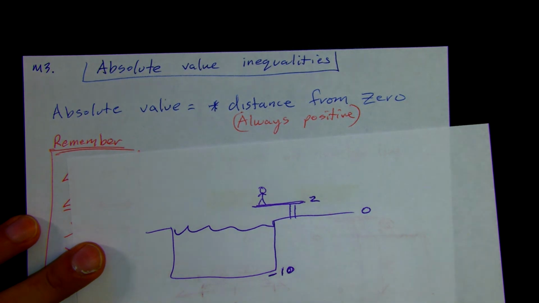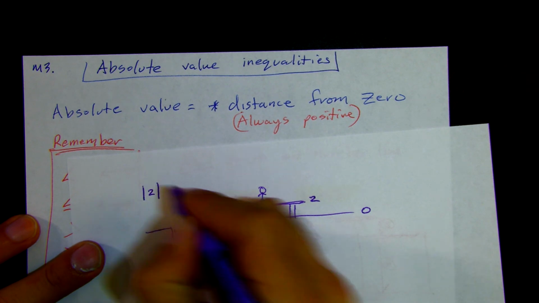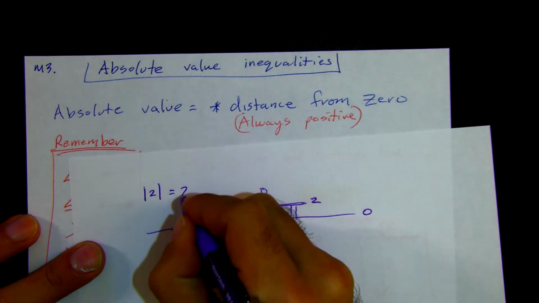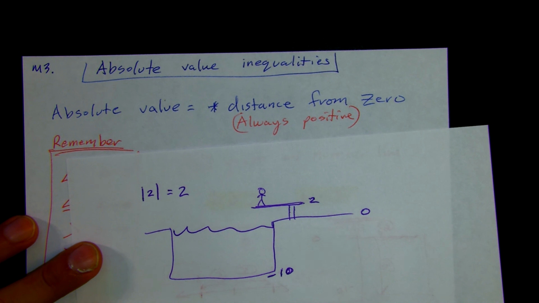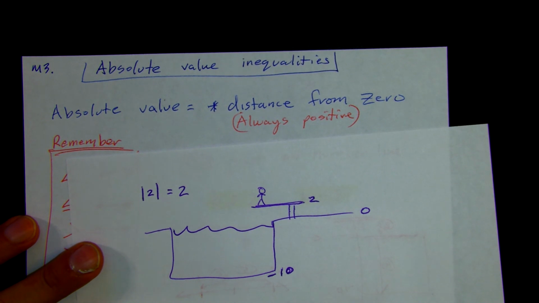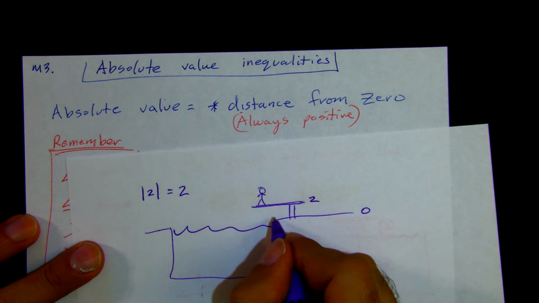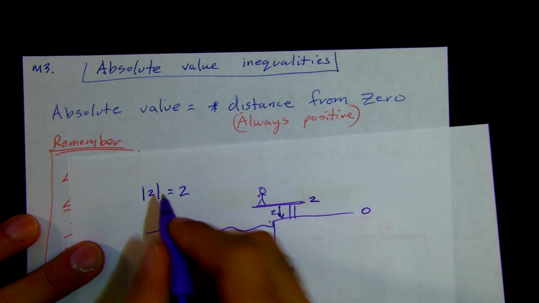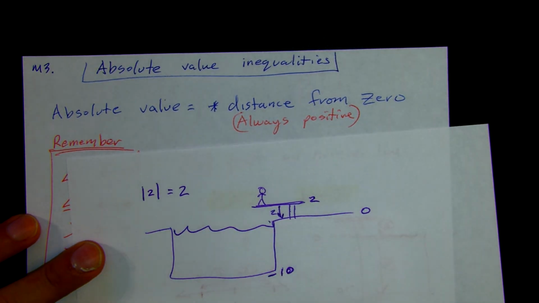So if I was standing on top of the diving board, the absolute value of 2, the distance from 0, is 2. That's what it's asking. Absolute value doesn't just mean that every value becomes positive. You can think of it more specifically as the distance from 0. So this had a distance of 2. That's why the absolute value of 2 is 2.